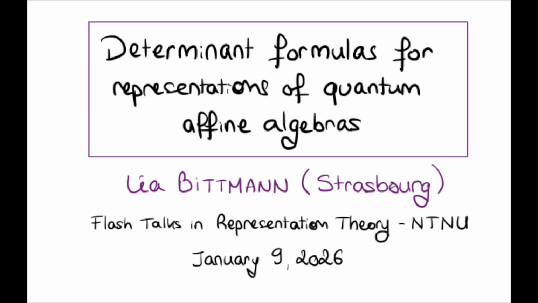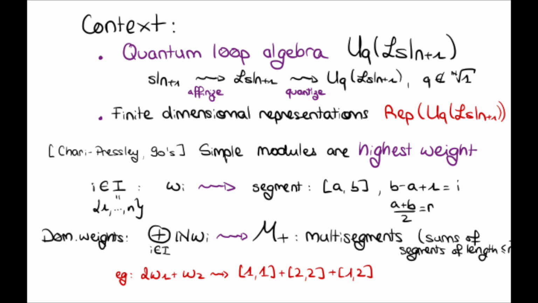So the context is representation theory of quantum affine algebra, but more precisely quantum loop algebras, which is, in this context, not that different. So the quantum loop algebra, it's not completely necessary to understand all the relations and definition of the quantum loop algebra for this talk because we're only interested in representation theory of it.